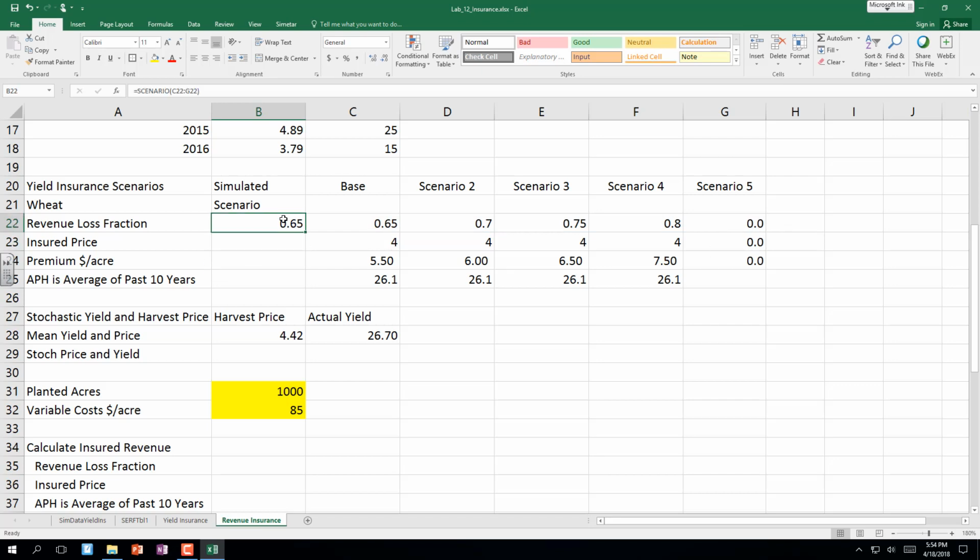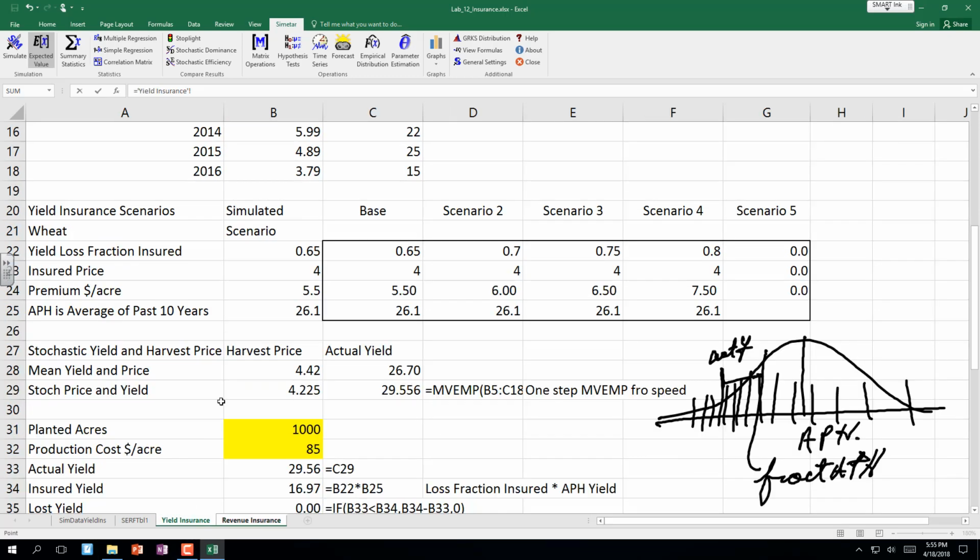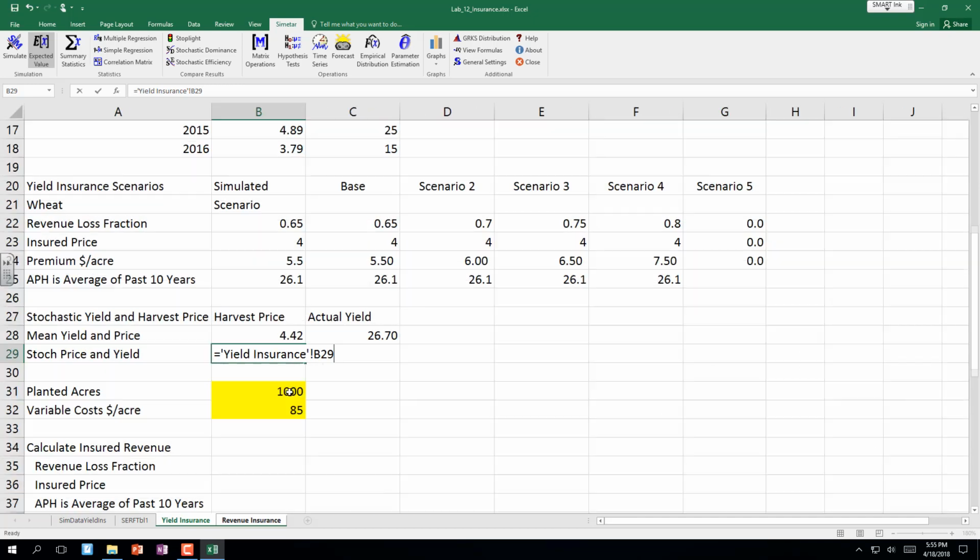And then we can drag that equal scenario formula down. Again, I'm going to stay in expected value. We could generate stochastic price and yield again, but since it's the same distribution, I'm just going to say it's equal to the values we had over here in the yield insurance. So it's just equal to that stochastic price and yield from the worksheet before.